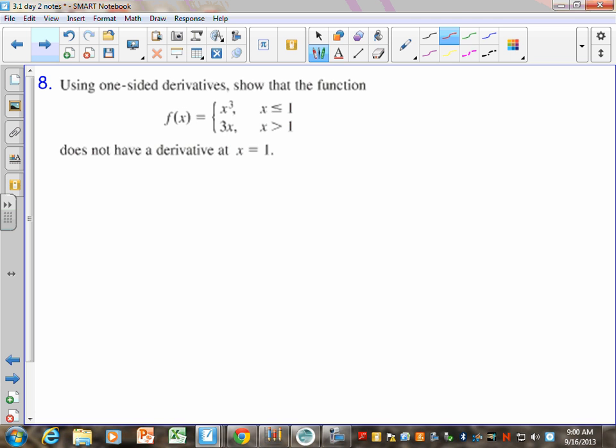Alright, so using one-sided derivatives, show that the function f of x does not have a derivative at x equals 1. Notice it's a piecewise function, that's where we're going to come into play here. We're going to take the limit as h approaches 0 from the right of f of 1 plus h minus f of 1 all over h. And we want to compare that to the limit as h approaches 0 from the left, and I'm going to show you how that changes.